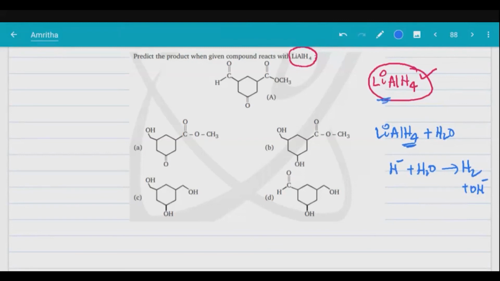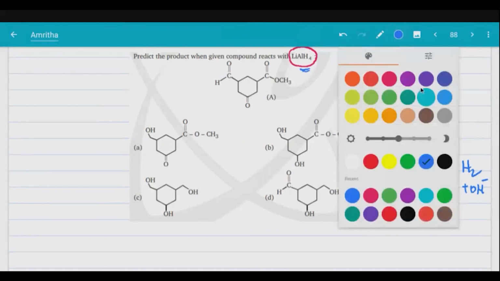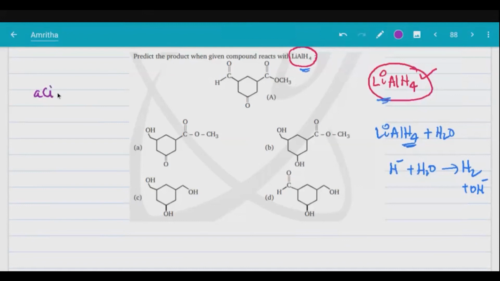Now it is more reactive. Dangerous means it is highly reactive. It reduces all functional groups. It reduces acid. Yes, it reduces ester. It reduces aldehydes. It reduces ketones. It reduces each and every functional group. It reduces alkyl halide also.